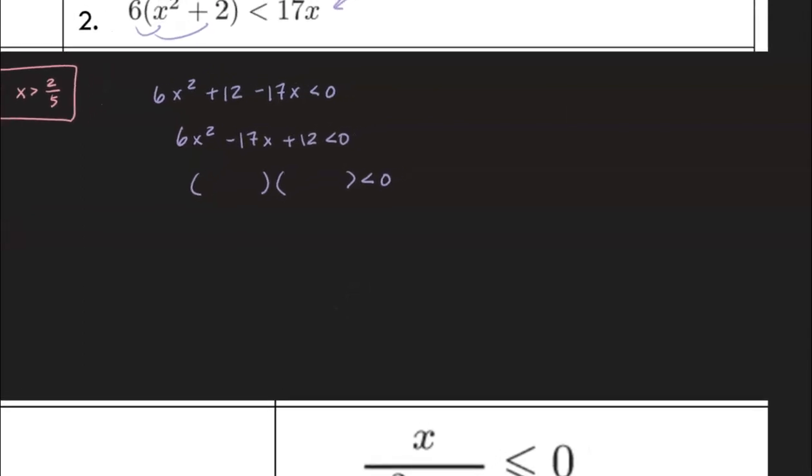So let's go ahead and I'm going to split this 3x and 2x. And the reason is because this number in the middle is not that big of a number.